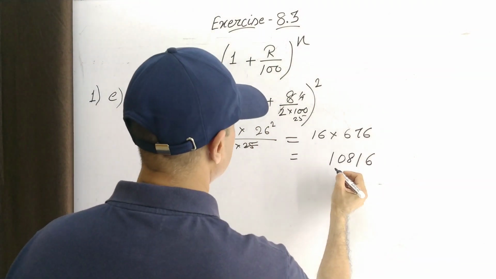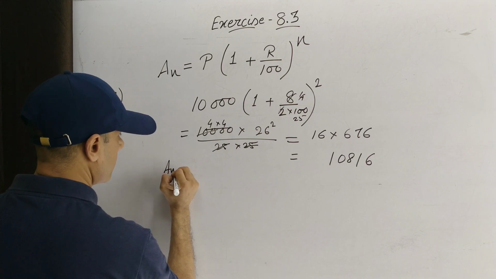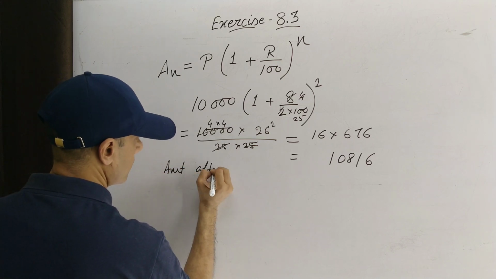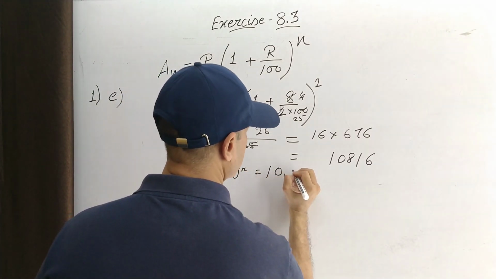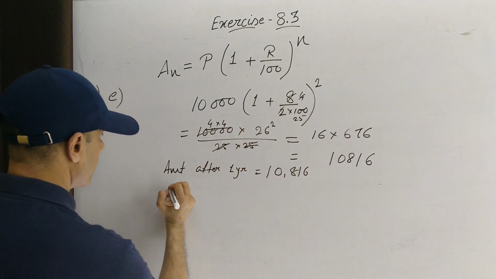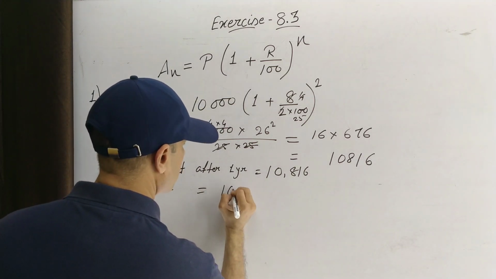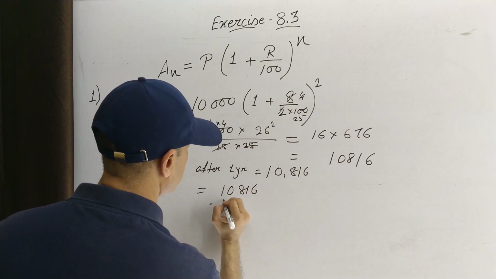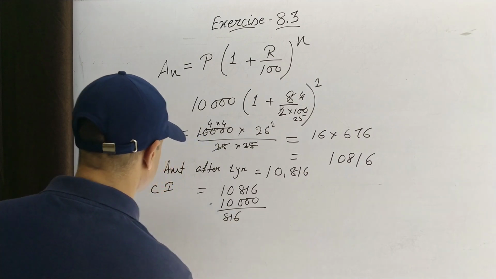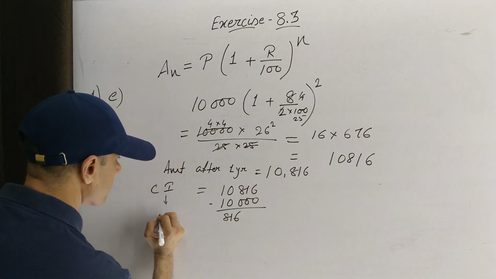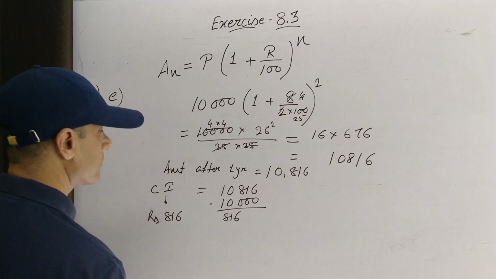So the amount is 10,816. Amount after 1 year is equal to 10,816 rupees. Interest, compound interest, is equal to 10,816 minus 10,000. That equals 816. So compound interest is equal to rupees 816. Clear?